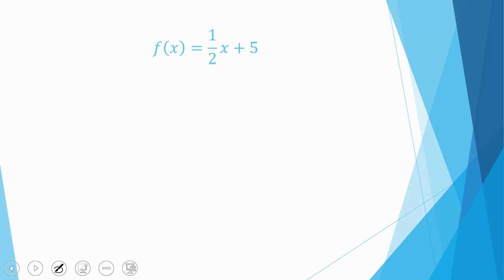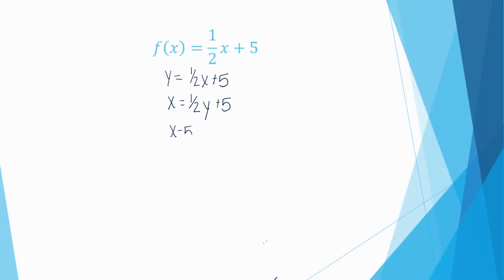All right, let's try another one here. This time we're going to add a fraction in just for fun. So same steps again. I'm going to substitute y in for f of x. I'm going to exchange the x and the y. And I'm going to get y by itself. So I'm going to subtract 5. Oops. And then I'm going to divide by 1/2. Remember that dividing by 1/2 is the same as multiplying by 2. So I'm going to actually multiply this x minus 5 by 2 and get 2x minus 10.